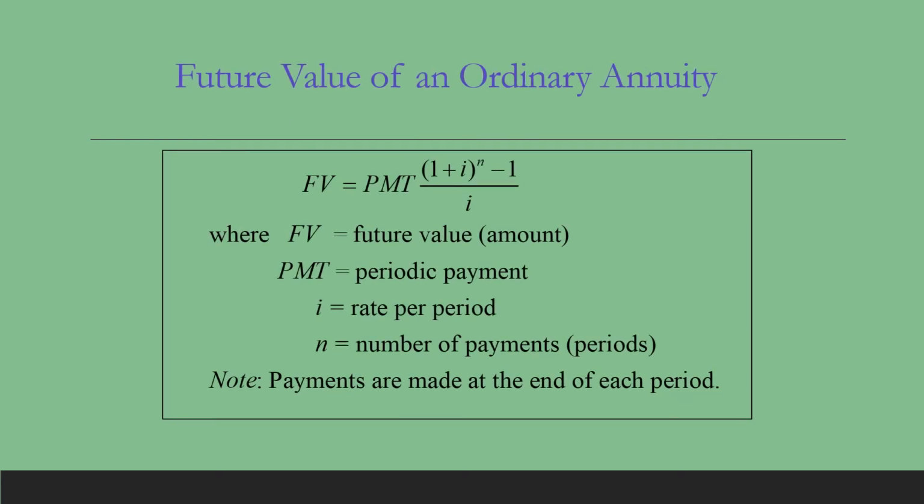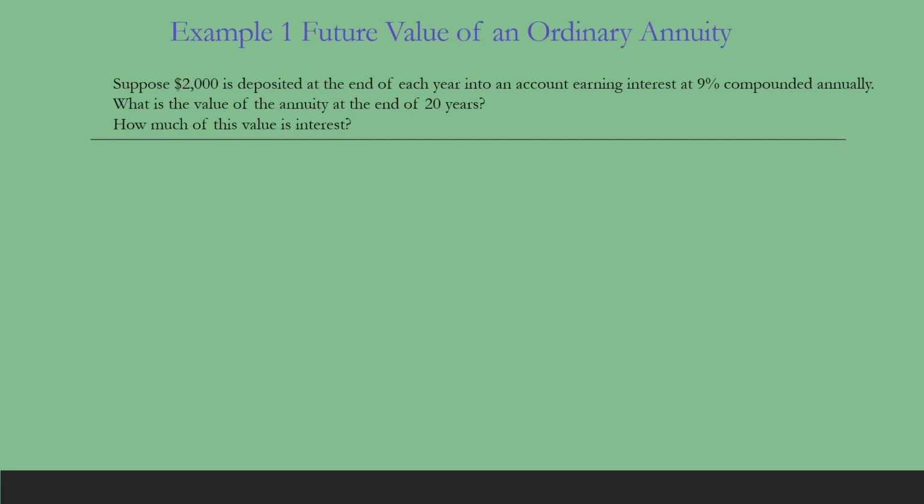Now for the future value, the formula is the payment, instead of R, we treat that as the payment, times 1 plus I whole raised to n minus 1, divided by I. FV is the future value, payment is the periodic payment, I is the rate, and n is the number of payments. Now remember, we are treating this as an ordinary annuity, which means the payments are made only at the end of each period.